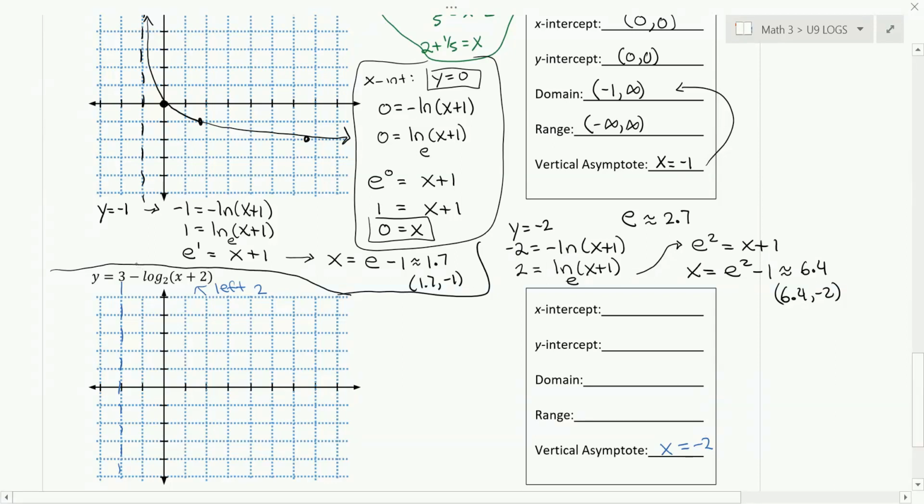This one, though, has a negative sign in front of the log, which is going to make this reflect. So it will be decreasing like the last one we looked at. Okay. So our domain is going to go from -2 to infinity. Our range is -infinity to infinity. But go ahead and find the x and the y-intercepts.